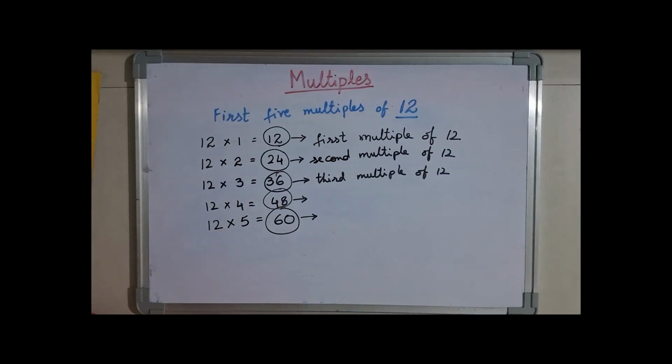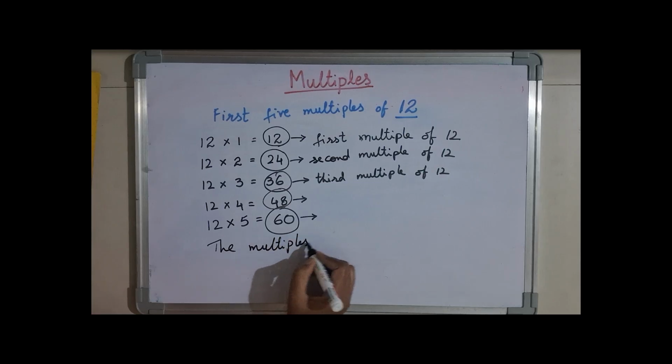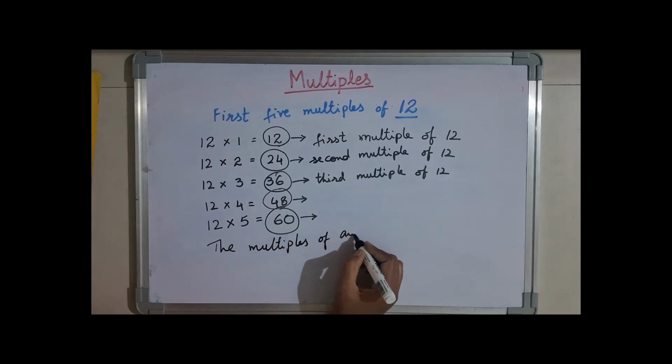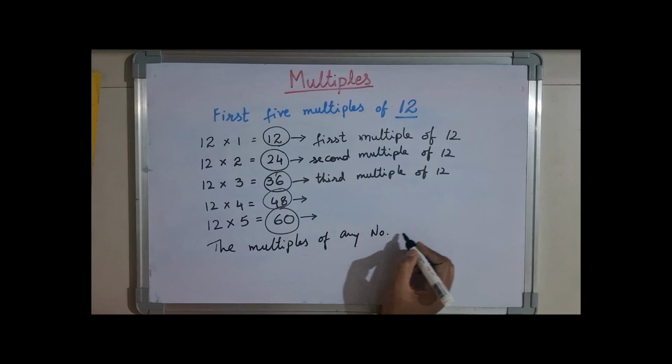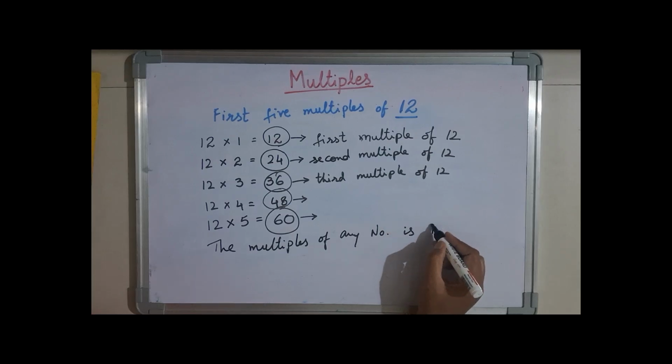One question for you children. How many multiples can a number have? As we are able to see, a number can be multiplied by infinite numbers. So the multiples of any number are infinite.